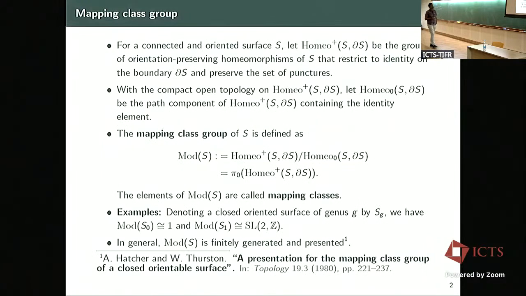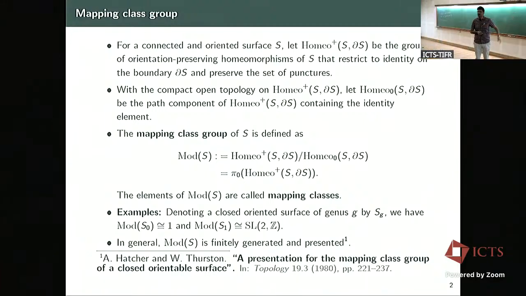Okay, so most of you are familiar with this. Here the setting is finite type surfaces, okay? So we are talking about closed, connected and oriented surfaces. Initially, I'm defining the mapping class group in generality. We are looking at homeomorphisms that restrict to the identity on the boundary and preserve the set of punctures. And then you give that the compact open topology and take the path component of the identity, and that's a normal subgroup, and you quotient this homeomorphism group by that normal subgroup, you get the mapping class group.